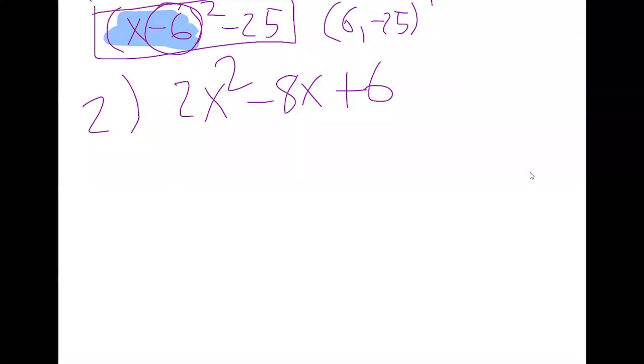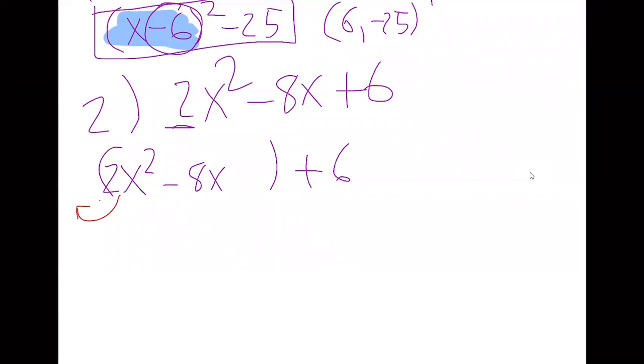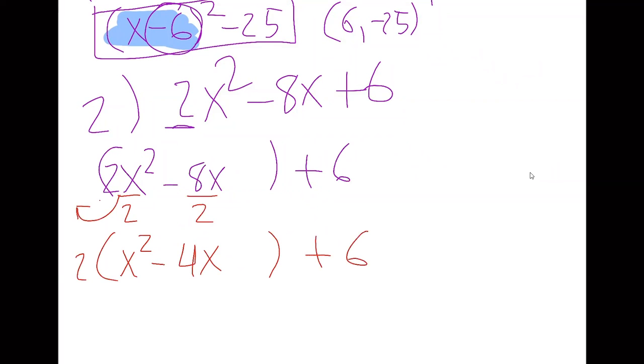So for number 2, one thing you always want to look out for is if you have a coefficient with your x squared. For example, we have a 2 in front. We still want to group up our two terms, but we have to factor out this 2. I don't know if you've ever pulled out a GCF, but if you pull out a 2, you have to divide everything in the parentheses by that. So we would have x squared minus 4x, and the 6 I'm not messing with.